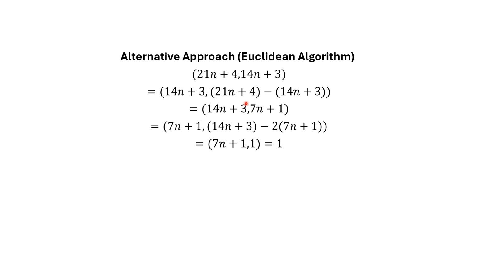And then we need to apply the Euclidean algorithm a second time. So we bring our 7n plus 1 here, and then we subtract 2 times this from the other term, and that gives us a 1. And of course, the GCD of a number and 1, the only choice would be 1. That's the biggest number you could divide into both of them. So that's an alternate proof.